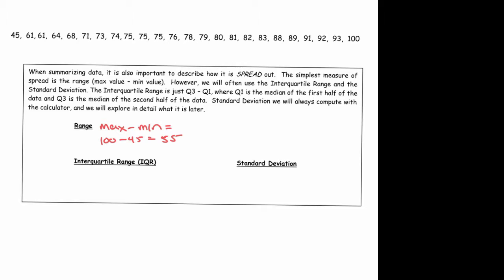Here we'll just calculate it on the calculator. So the interquartile range is just Q3 minus Q1, quartile 3 minus quartile 1, where Q1 is the median of the first half of the data, and Q3 is the median of the second half of the data. I'm going to first do this on the calculator, and then in another slide we'll actually do it out by hand to make a box plot.